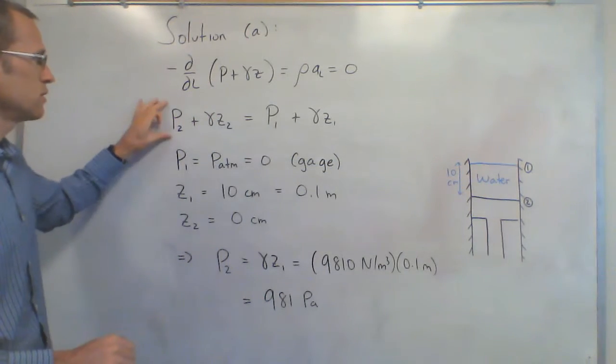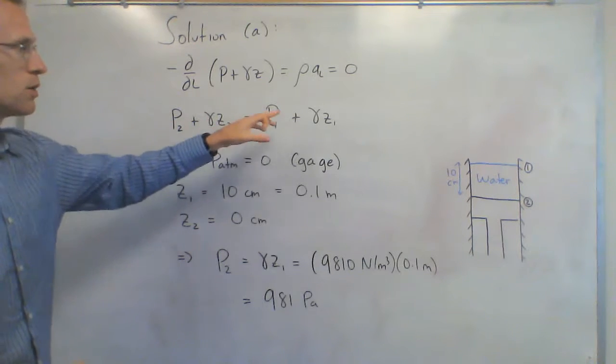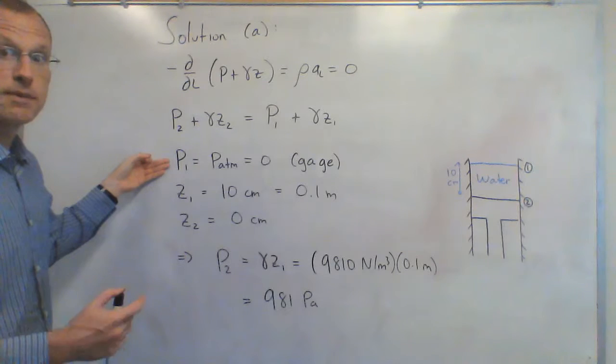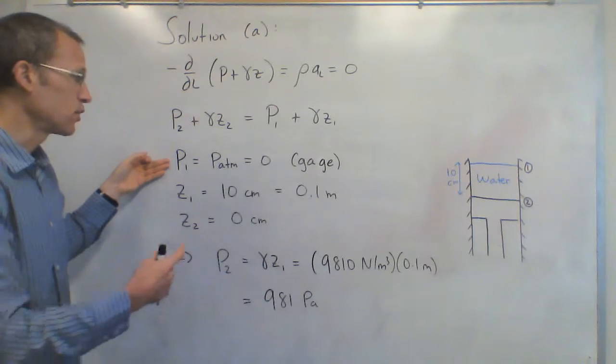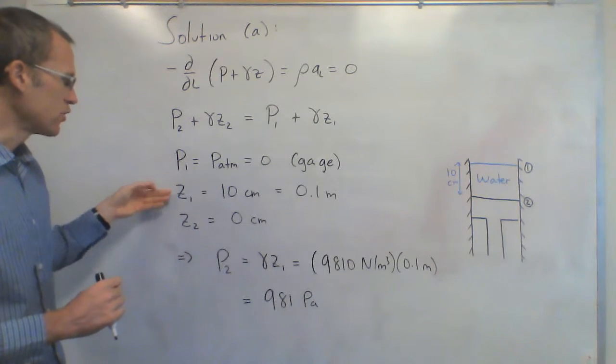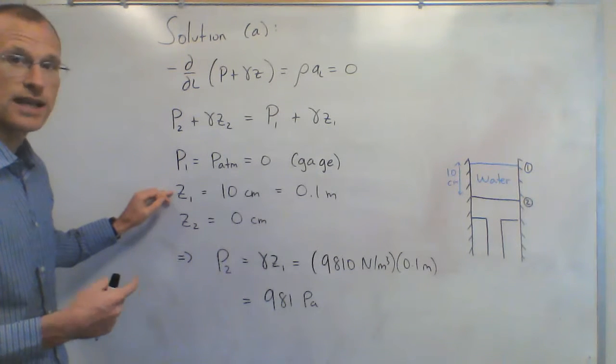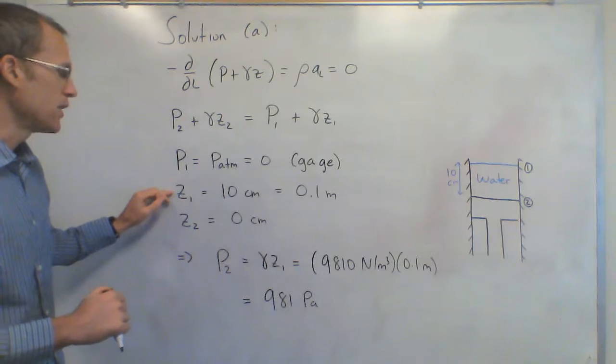So P2 plus gamma Z2 is P1 plus gamma Z1. And then P1, top of the water, is atmospheric pressure. Because we want a gauge pressure, I'm going to call that 0. And then in terms of my Z's, I'm picking Z2 to be 0. So if Z2 is 0, Z1 is 10 centimeters or 0.1 meters. Then it's a matter of plugging these into this equation.